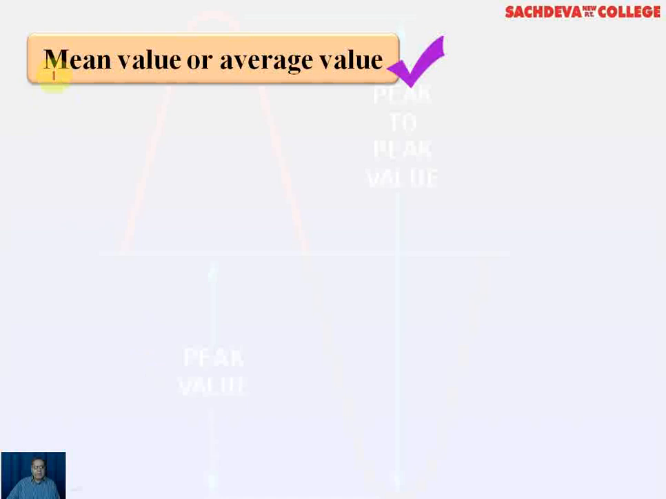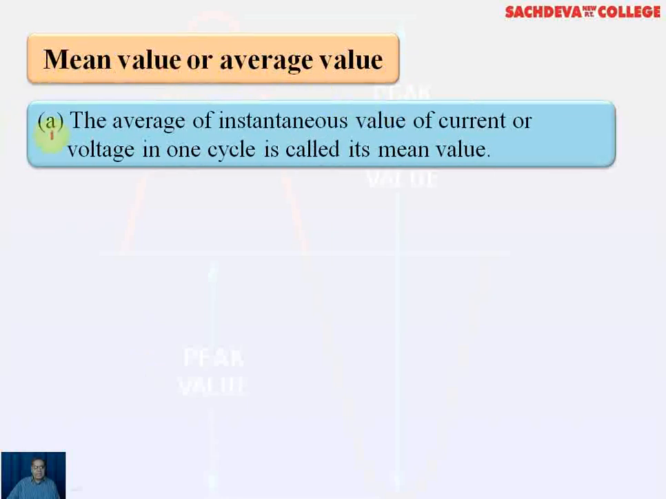Now we come to the mean value or the average value. It is the average of the instantaneous value of current. Instantaneous value of current is represented by I. So when we take the instantaneous value many times, we divide it by the number of times the observation is taken. The average of the instantaneous value of current or voltage in one cycle is called its mean value.